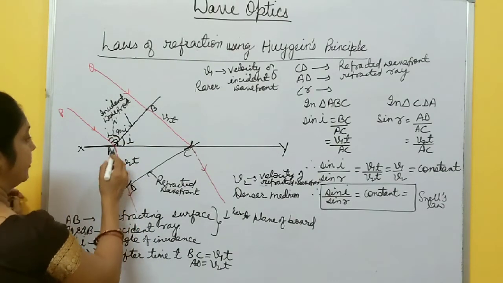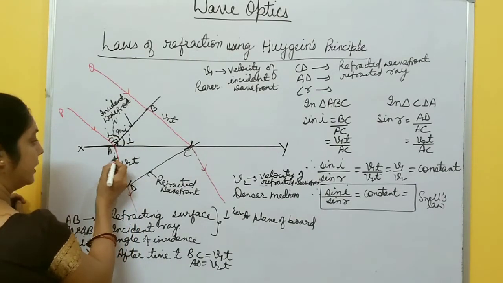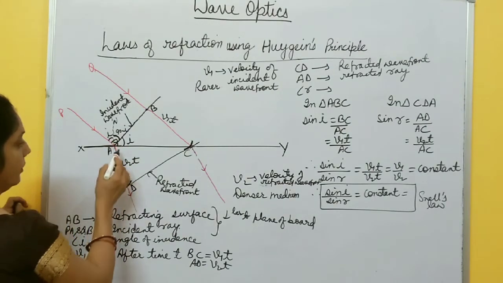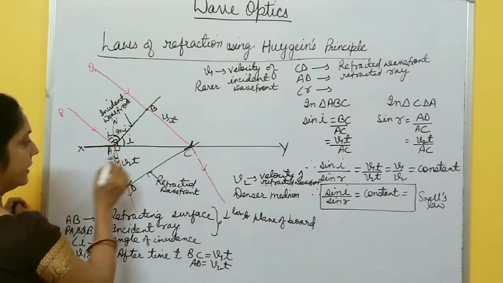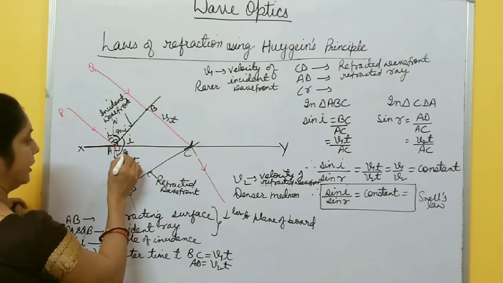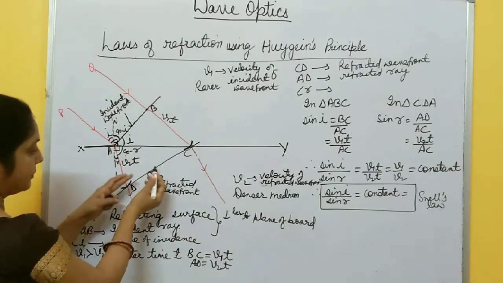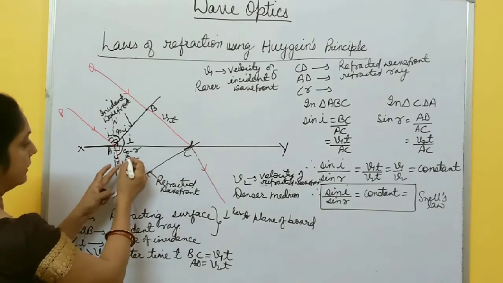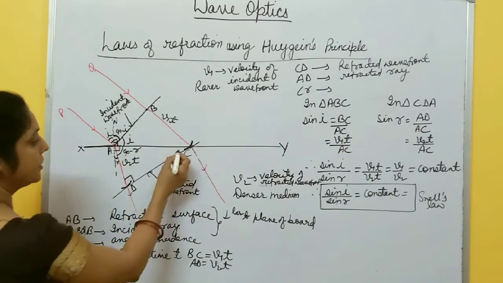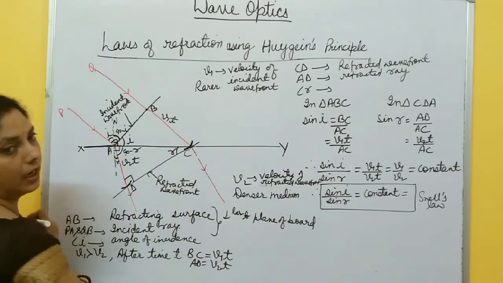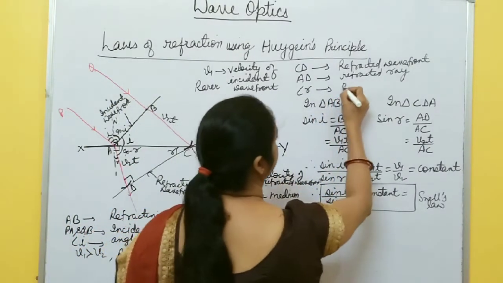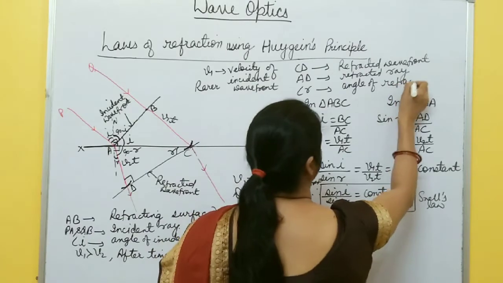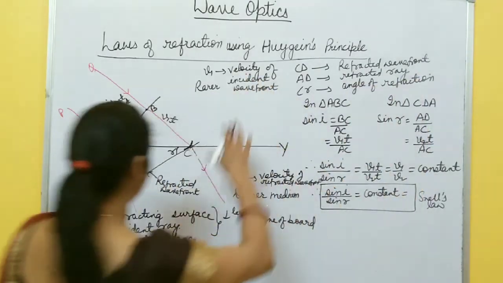And again, if you draw a normal, the angle between this normal and the refracted ray is called angle of refraction. And this whole angle is 90 degrees, so this becomes 90 minus R. And this wavefront and ray are also perpendicular to each other. So this one is 90 minus R, this one is 90, so this becomes angle R. And this R is the angle of refraction.